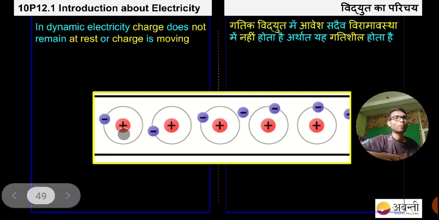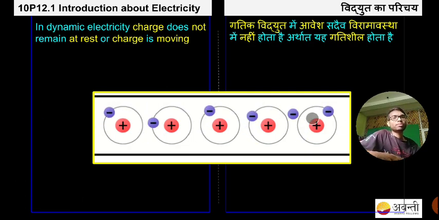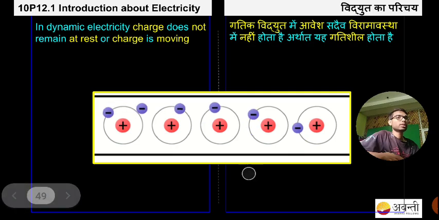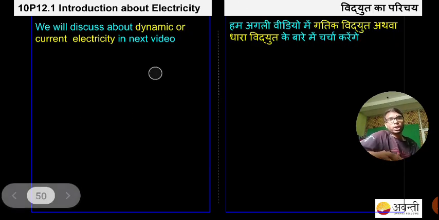Here we can see the nucleus. Here we have protons, and this is working like that. So what did you understand from this slide? You understood that yes, if particles are in motion, then this will be dynamic electricity. That is what you understood. We will discuss dynamic or current electricity in the next video.